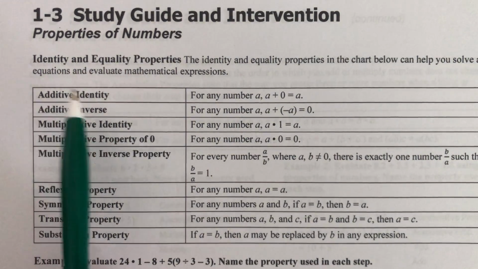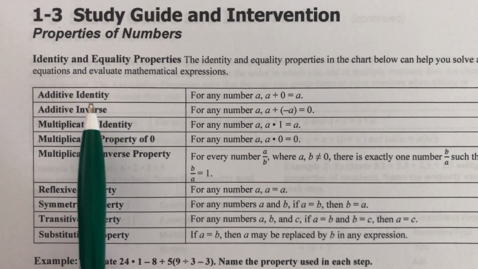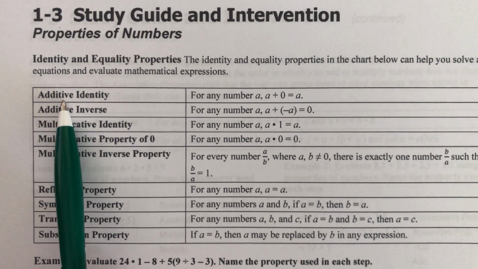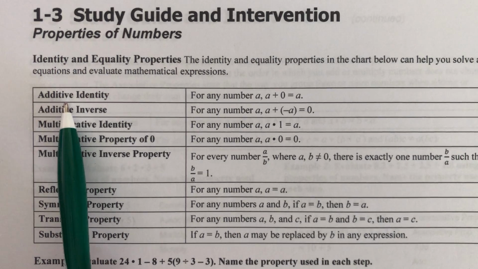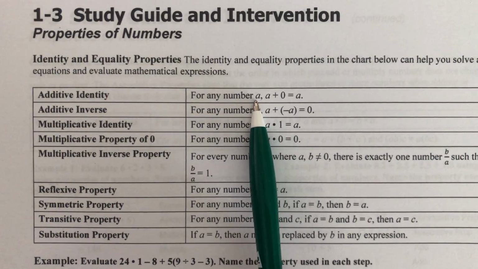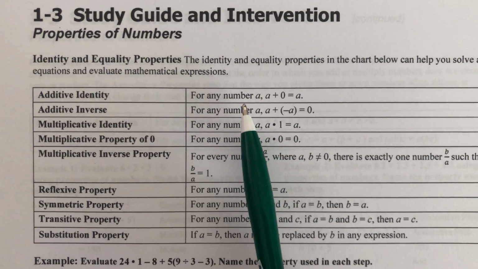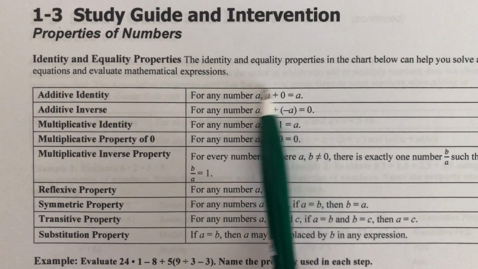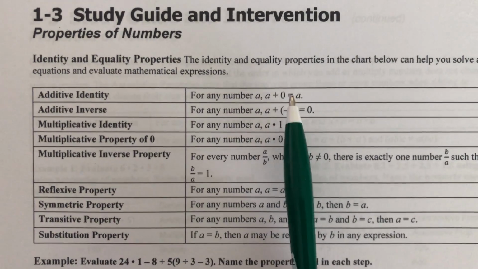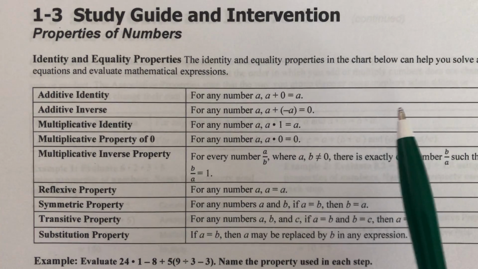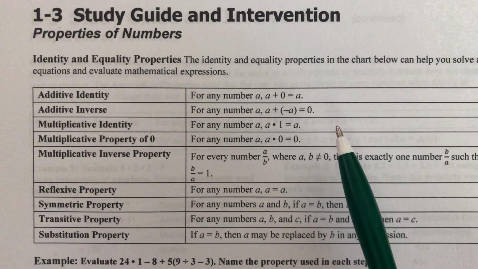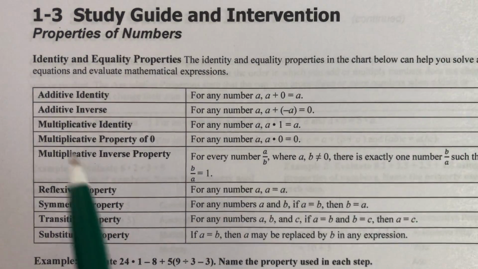So for additive identity, you're literally starting with a number, adding something to it, and the number doesn't change. So the only thing you can add to a number that doesn't change that number is 0. So the additive identity just says for any number, and here we'll use A, you could use X, whatever, A plus 0 equals itself. That number doesn't lose its identity, it stays A. So 10 plus 0 equals 10. Even though you added to it, it's still 10. 27 plus 0 equals 27. It keeps its identity, it doesn't change.